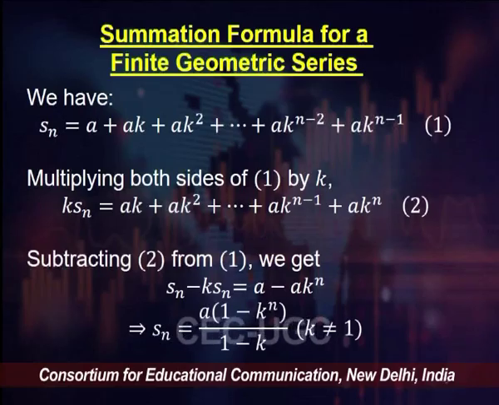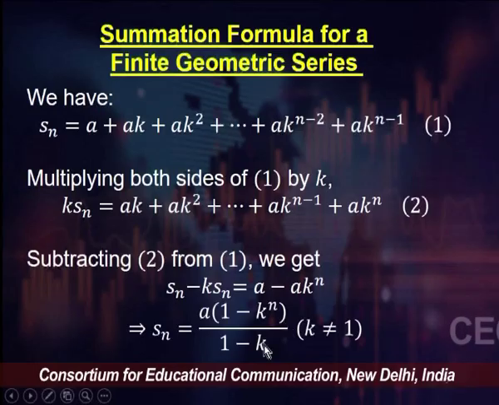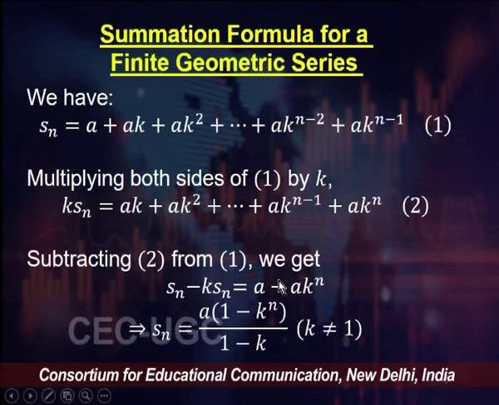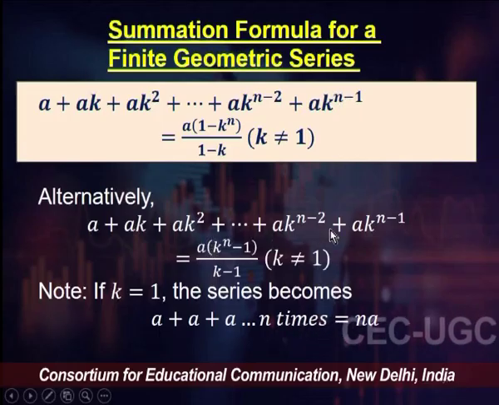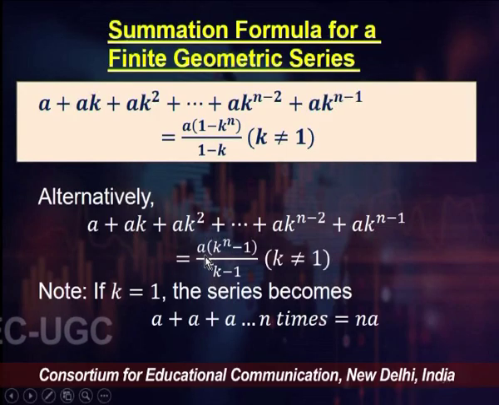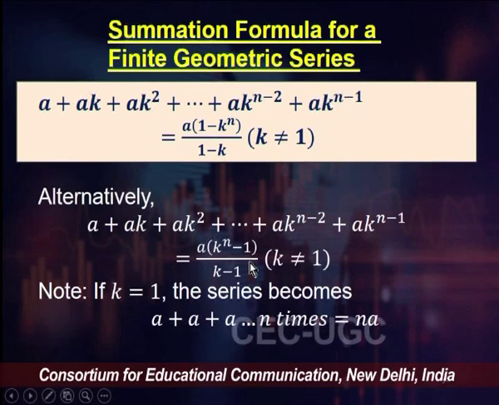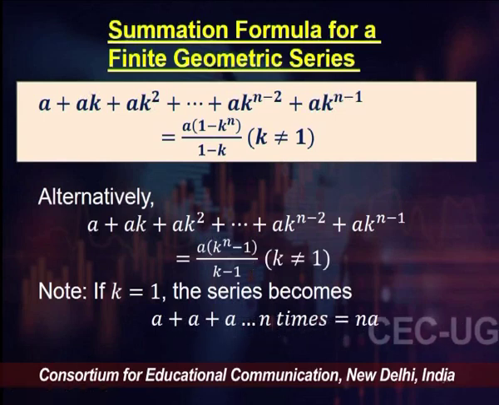Now, here you might also ask what will happen if k is equal to 1, and clearly you can't use this formula. But let me just back up. Another way of writing this formula is also a times, because if I take minus common, I can also write this summation formula as a times k to the power n minus 1 divided by k minus 1. Okay. But again, k can't be 1.